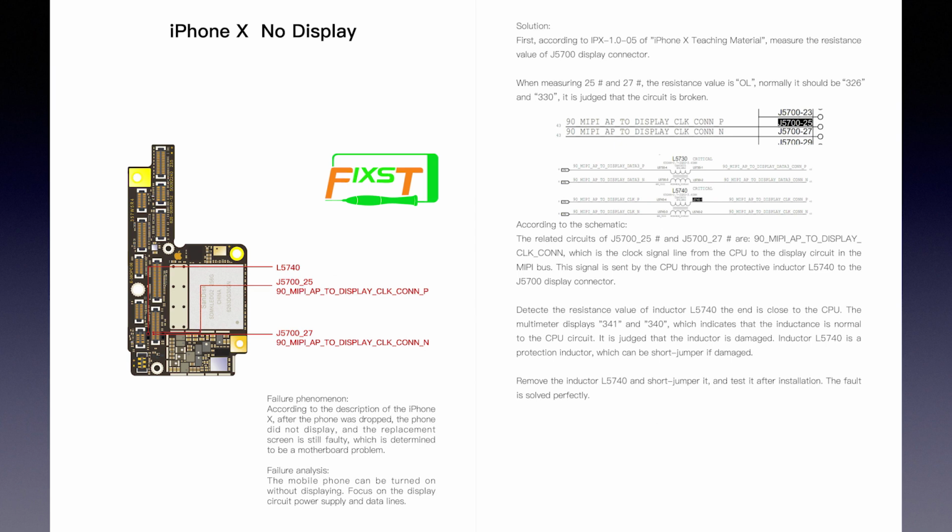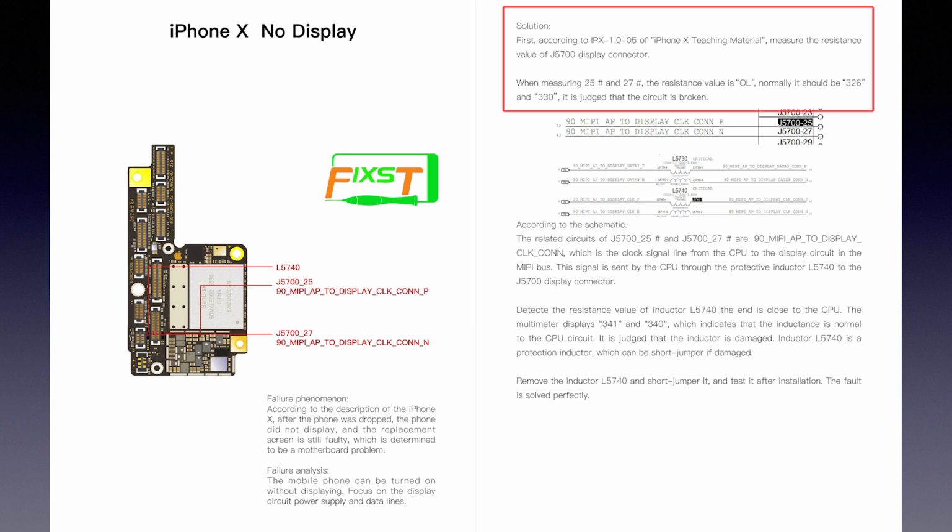Case 3. iPhone X no display. Failure phenomenon. According to the description of the iPhone X after the phone was dropped, the phone did not display, and the replacement screen is still faulted, which is determined to be the motherboard problem. Failure analysis. The mobile phone can be turned on without displaying. Focus on the display circuit power supply and data lines.